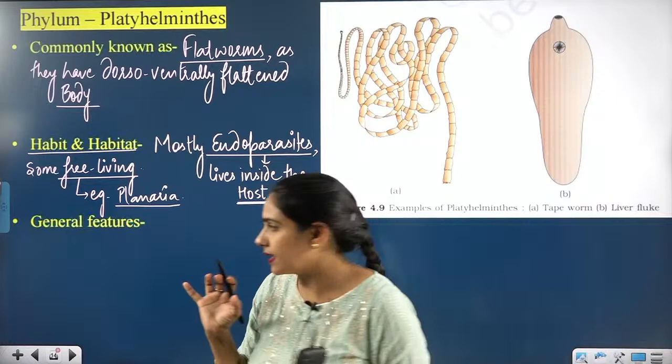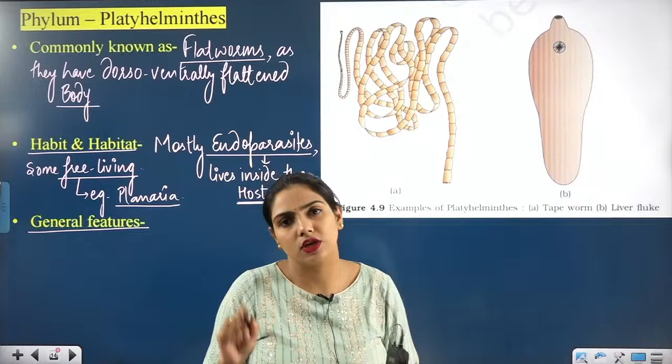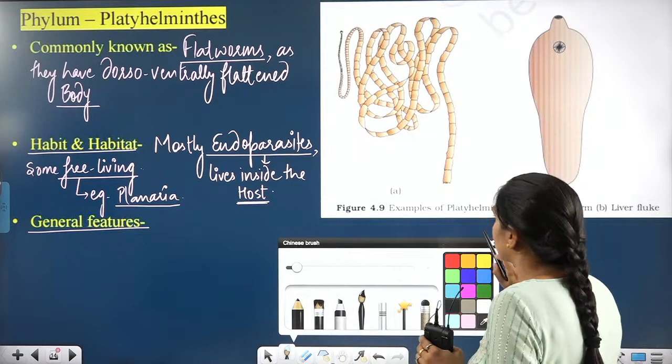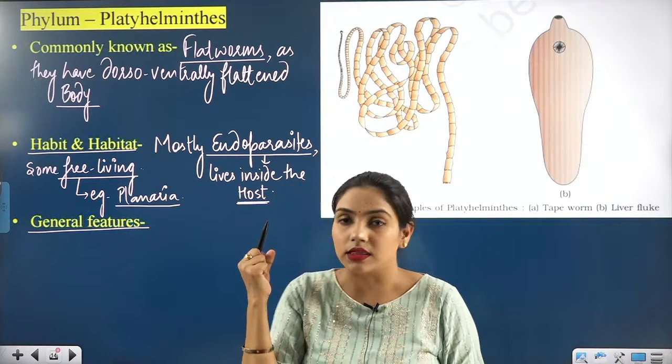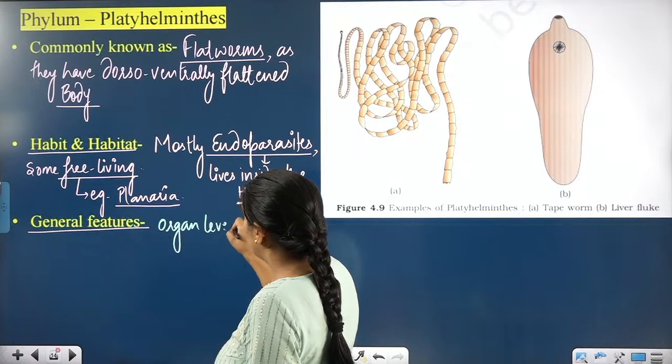Coming to the general features which we have talked about in basis of classification. So you know about the level of organization in them. Please tell me in the comments, what is the level of organization? So first time we have seen the formation of organs in them. You will find so many new things in phylum Platyhelminthes. Organ level of organization is seen in this phylum, right? This is the first point.